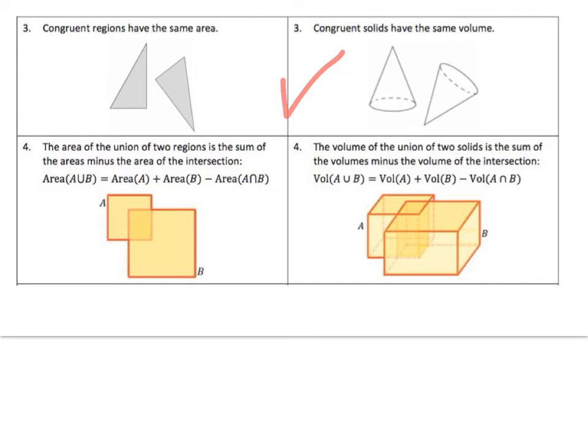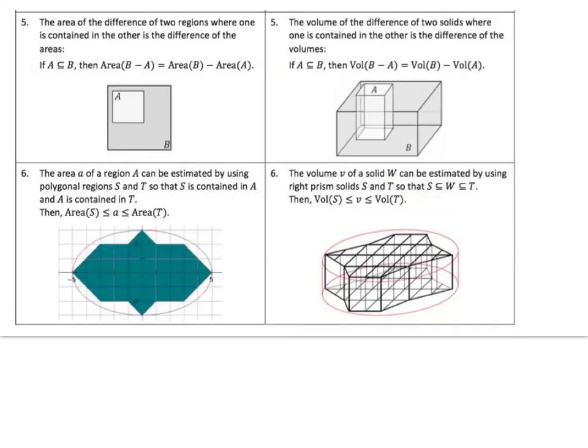Same with volume. We've got the volume of this plus the volume of this. Take away the volume where they overlap because you have included it twice, and that's not acceptable. Too much volume. The area of the difference of two regions where one is contained in the other is the difference of the areas.